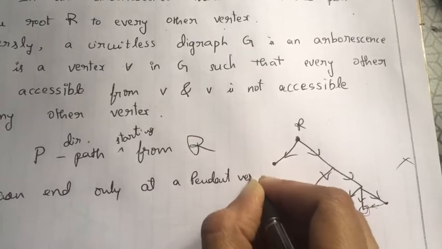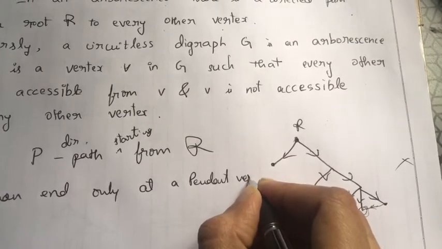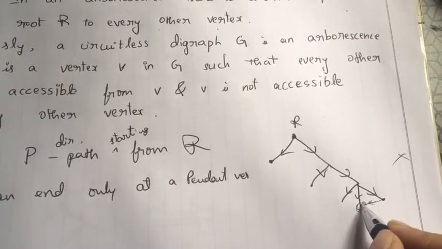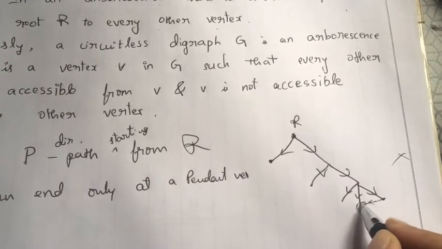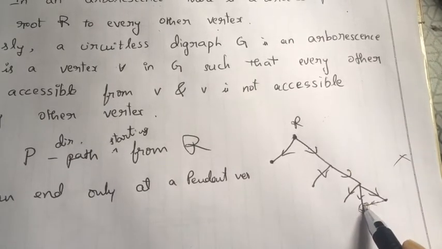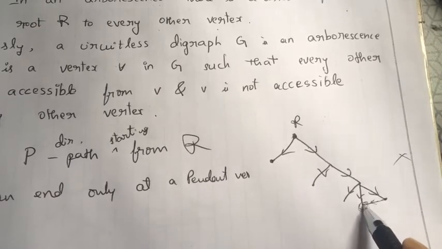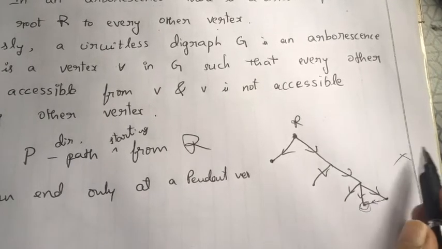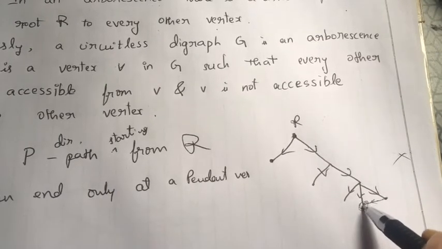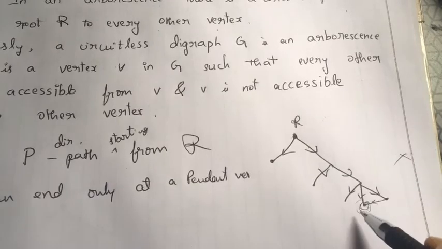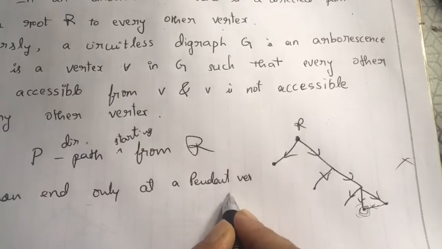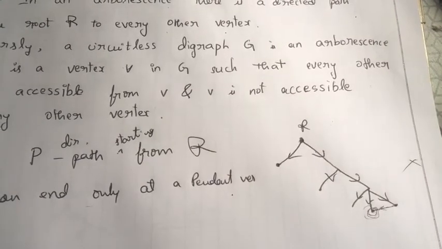Otherwise, we get a vertex whose in degree is equal to 2, as I mentioned over here. Suppose this edge is there and the path is from R2 and it goes here, then one thing is it has got a circuit, so that it cannot be an arborescence. And another thing is you will get a contradiction, that you have got a vertex whose in degree is more than 1, right? So P can end only at a pendant vertex.